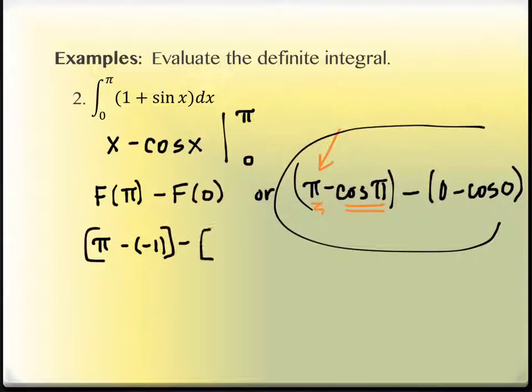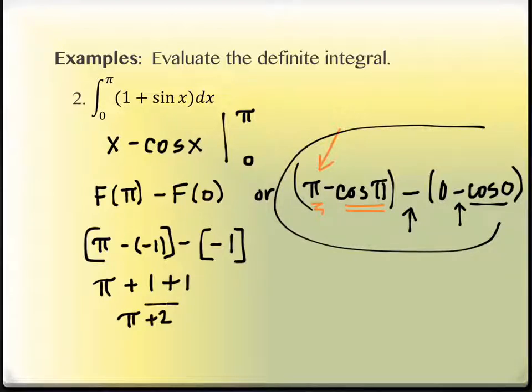And then we have minus. What is the cosine of 0? Yeah, so we have a minus from here, we have a minus from here, and then we have this one right here. So I've got a bit of a mess going on because I've got a lot of negatives. But this is really just pi plus 1, or pi plus 2.